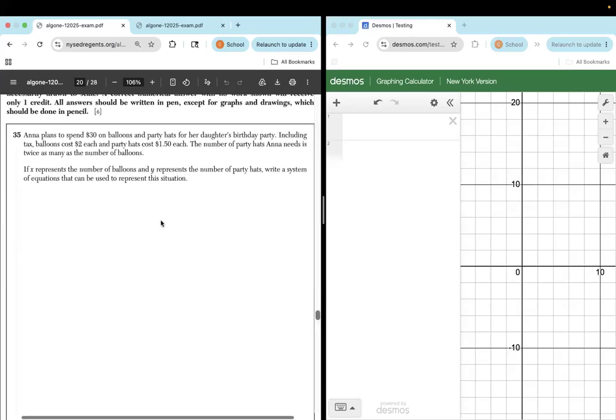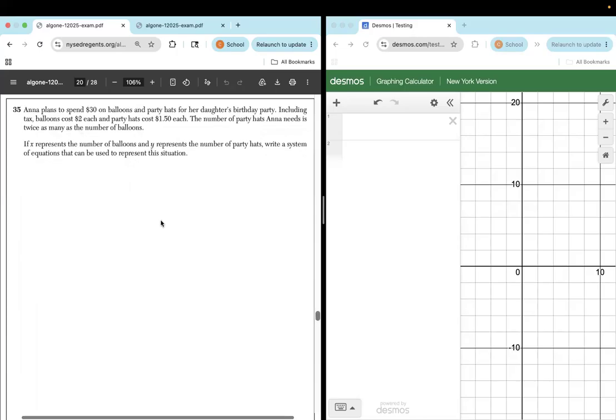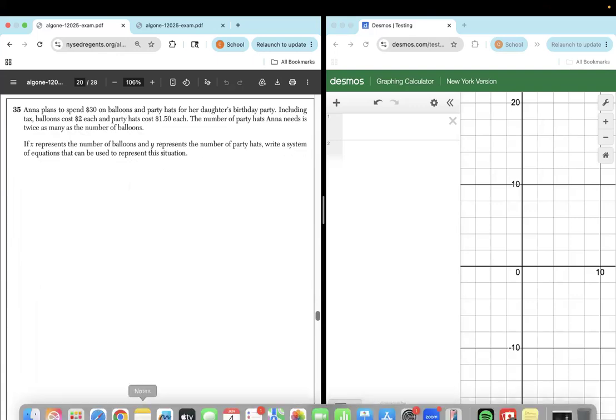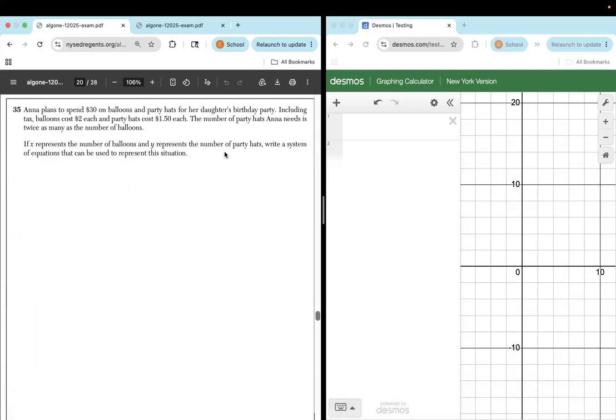So, Anna plans to spend $30 on balloons and party hats for her daughter's birthday party. Including tax, balloons cost $2 each and party hats cost $1.50 each. The number of party hats Anna needs is twice as many as the number of balloons. If x represents the number of balloons and y represents the number of party hats, write a system of equations that can be used to represent the situation.